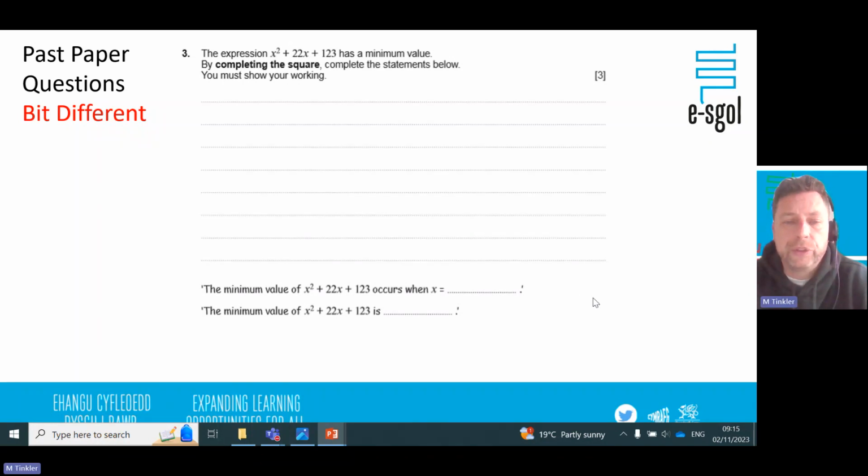Okay, I'll leave you to work on that one yourself. Make sure you do the minimum value when it occurs, when x equals. Don't put them the wrong way around.